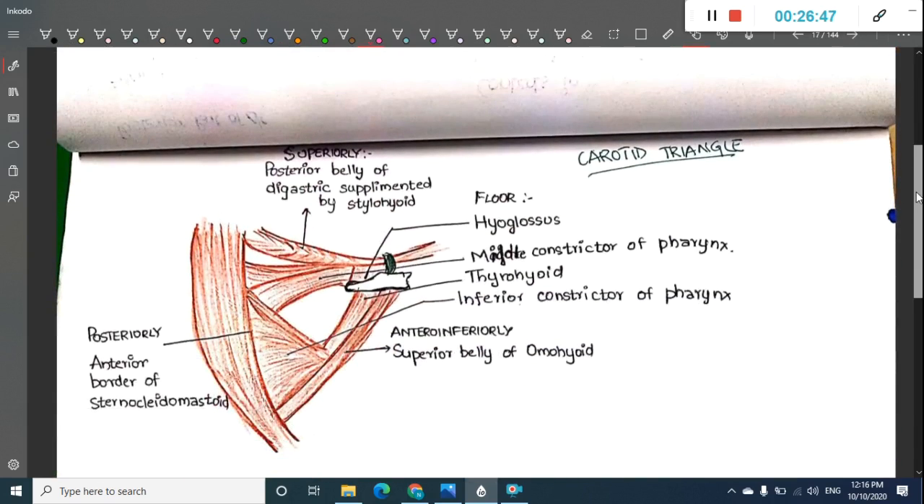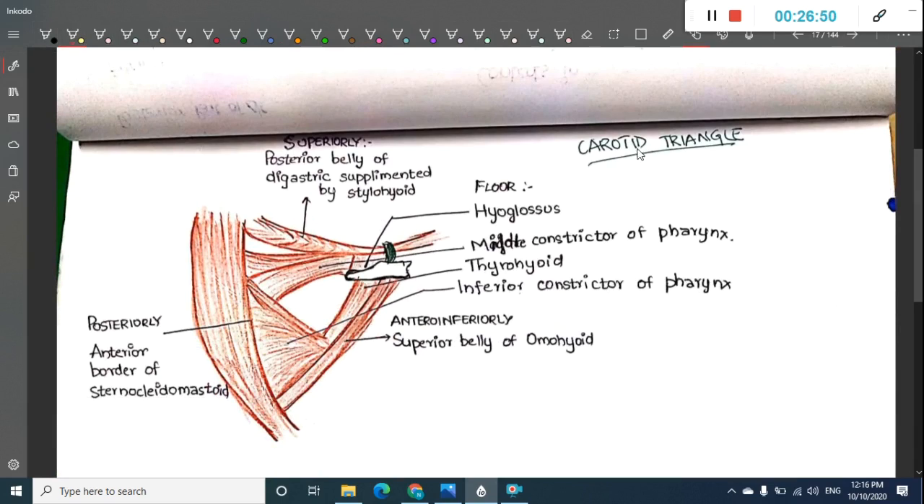Now, after this, the next triangle is carotid triangle. So what do you see in the carotid triangle? What are the boundaries of carotid triangle? Superiorly it is bounded by the posterior belly of digastric along with the stylohyoid. Then posteriorly it is bounded by the sternocleidomastoid, obviously, right? And anteroinferiorly it is bounded by superior belly of omohyoid.